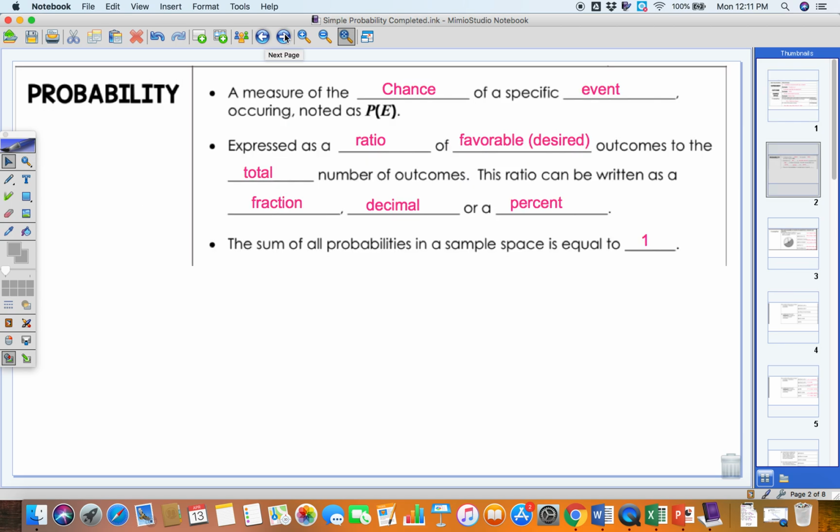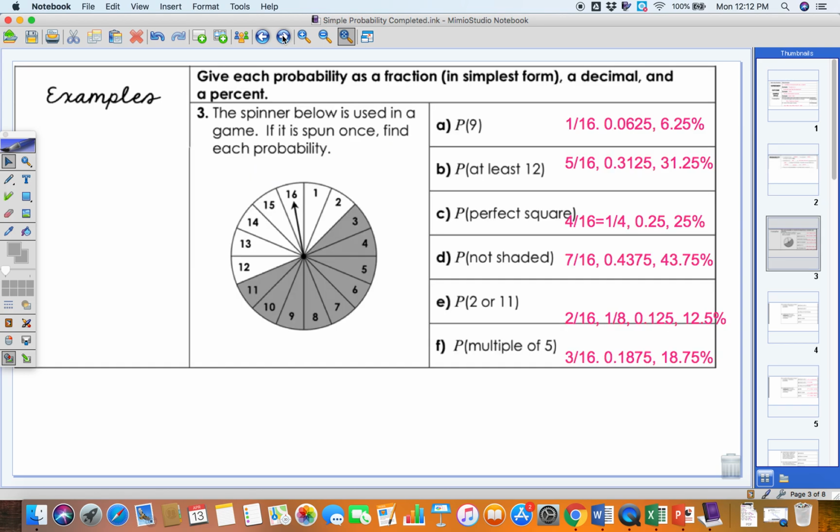So probability is a measure of the chance of a specific event occurring, noted as P, which stands for probability, parentheses around E, which stands for event. So here, we're going to express that as a ratio of favorable, or the desired outcome, to the total number of outcomes. This ratio can be written as a fraction, a decimal, or a percent. The sum of all the probabilities in the sample space is equal to 1.